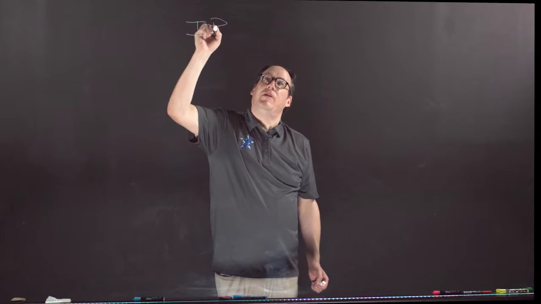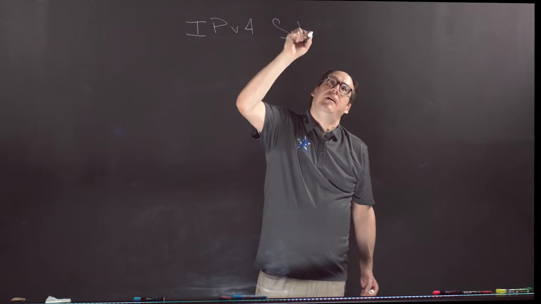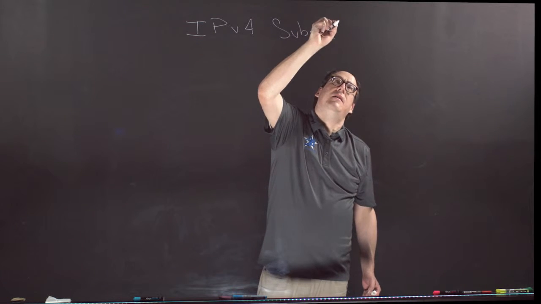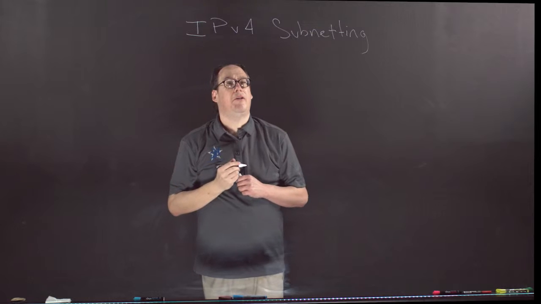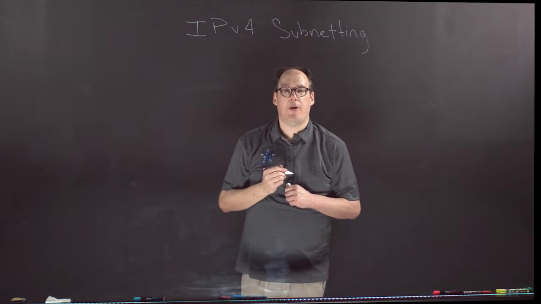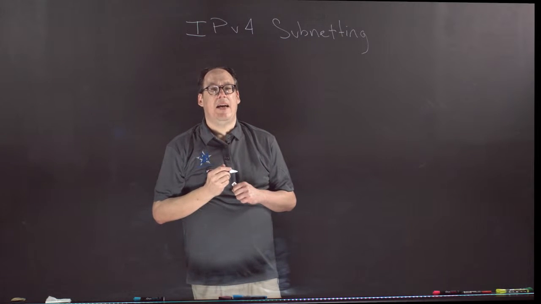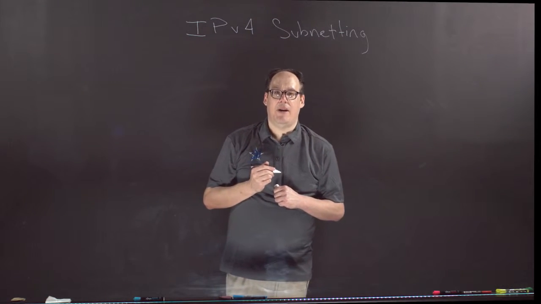Okay, today what we're going to be talking about is IPv4 subnetting. Now, a subnet is how we say a particular network. A subnet has several different parts. It has a network boundary, and it has a broadcast address.